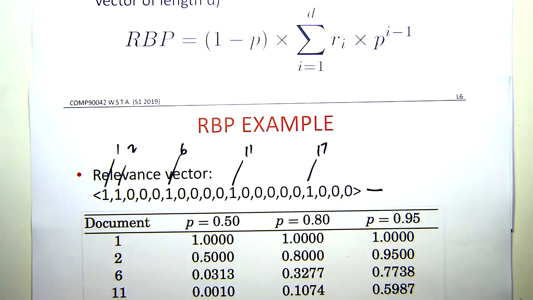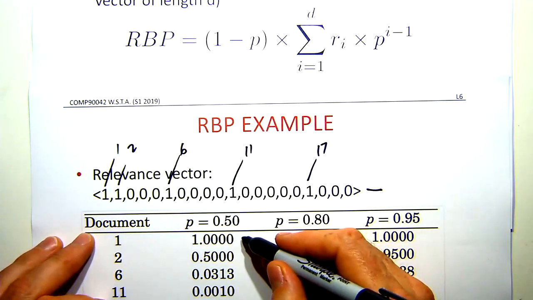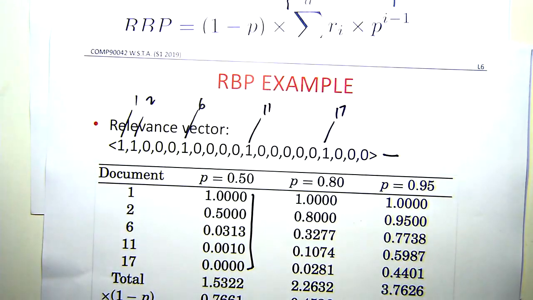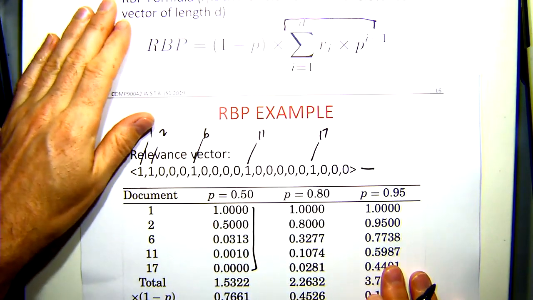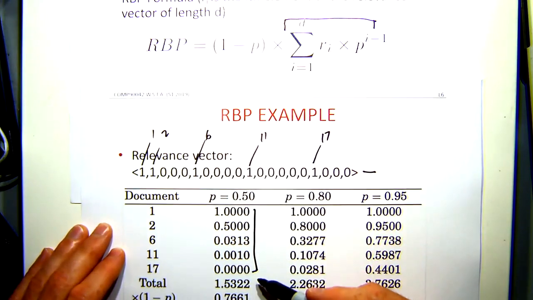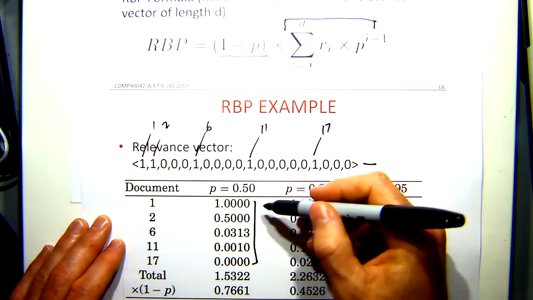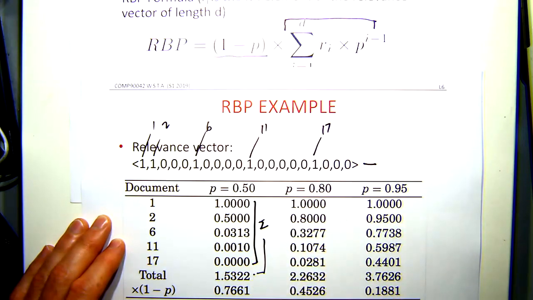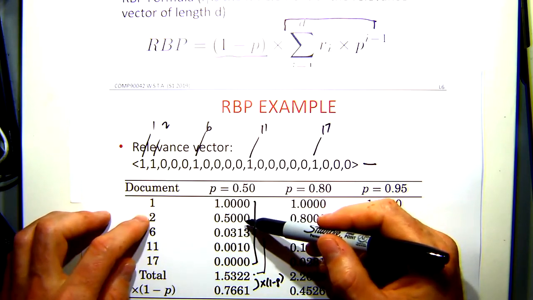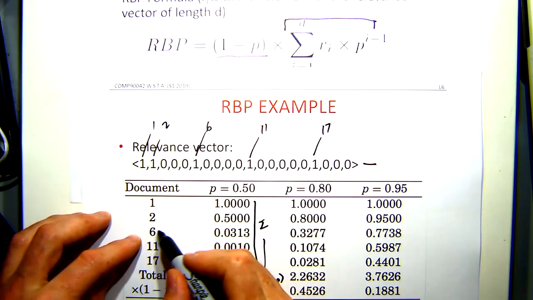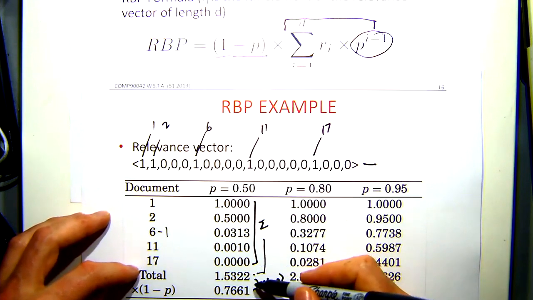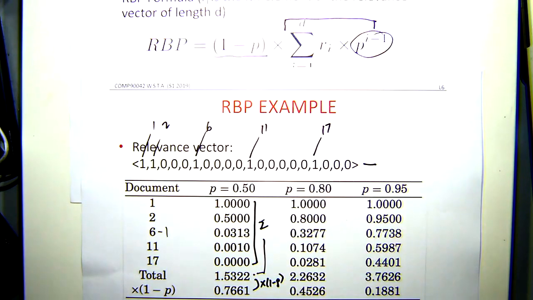Now, if p is equal to 0.5, this part here is calculating these components. The sum is calculated by these elements here, and then we get a total, and then we multiply it by 1 minus p to deal with this component. So the first one is 0.5 to the power of 0, the second one is 0.5 to the power of 1, the next one is 0.5 to the power of 5, and that value of 5 is 6 minus 1. And then the next one is 0.5 to the power of 10, and so on. We add them up, and we multiply through by 1 minus p.